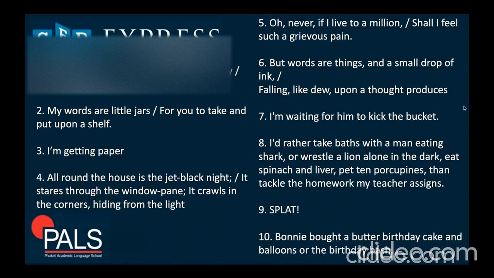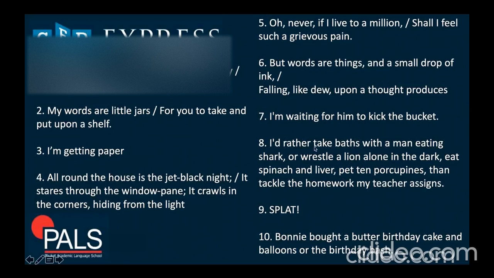"I'd rather take baths with a man-eating shark, or wrestle a lion alone in the dark, eat spinach and liver, pet 10 porcupines, then tackle the homework my teacher assigns," which is what many of my students feel about my homework. I'm said to give a lot of homework. Right. If you guess that that is a metaphor, then you are wrong, because it is a hyperbole.